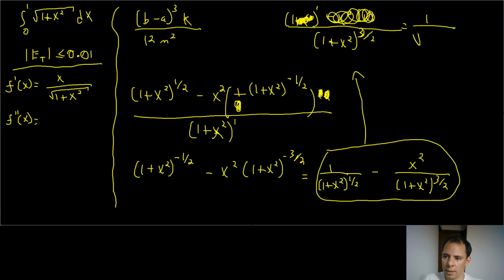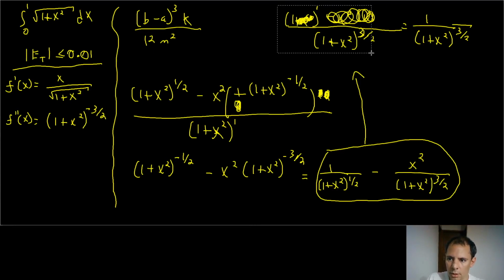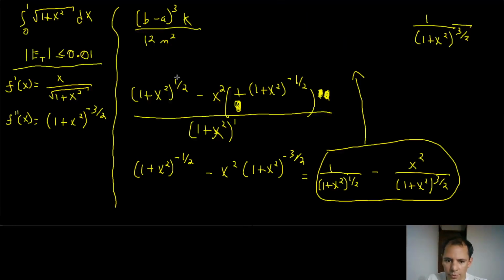1 divided by 1 plus x squared to the 3 halves. This is the second derivative. I'm going to write that in here. Okay, just like that. 1 plus x squared to the minus 3 halves. That's the second derivative. Okay. I'm going to erase everything except the final formula there.